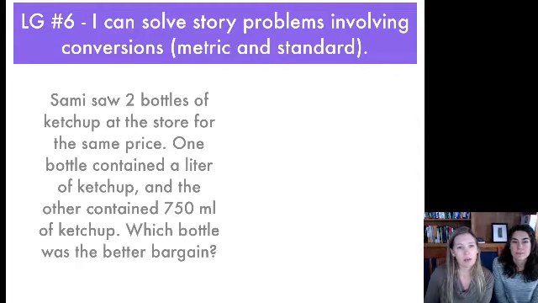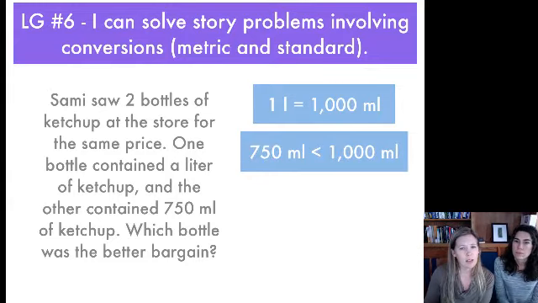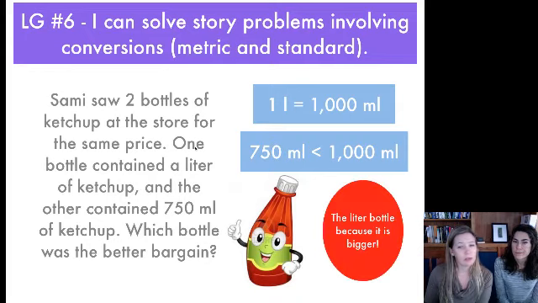Okay, so again, red flag. First one is a liter, the second one is milliliters, so you need to get them to be the same thing. So I know 1 liter is equal to 1,000 milliliters, because I'm thinking of my stair steps again. So once I know that, all I'm doing is comparing 1,000 to 750. So the 750 milliliters is less than 1,000 milliliters, which means that my 1 liter ketchup bottle is bigger, and the better bargain then. So hopefully you got that down too.